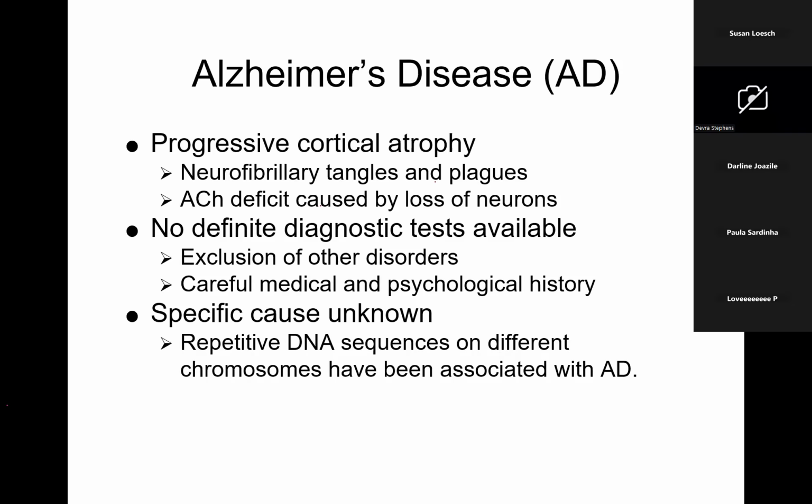Now, the classic hallmark signs you're going to see are those neurofibrillary tangles and plaques, a loss of acetylcholine because of a loss of neurons. The deficit of acetylcholine also will occur here. Plaques will disrupt neuroconduction. They contain fragments from beta amyloid precursor protein, and they're looking at that protein now to see how it really actually affects these people.